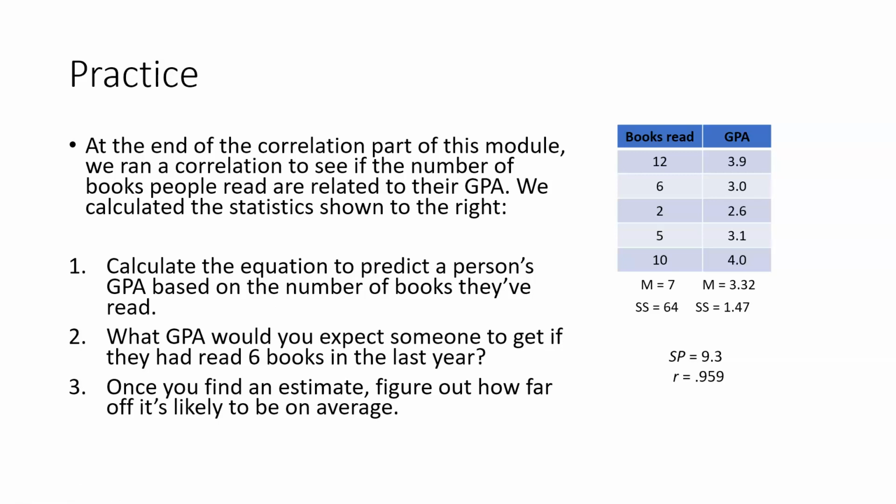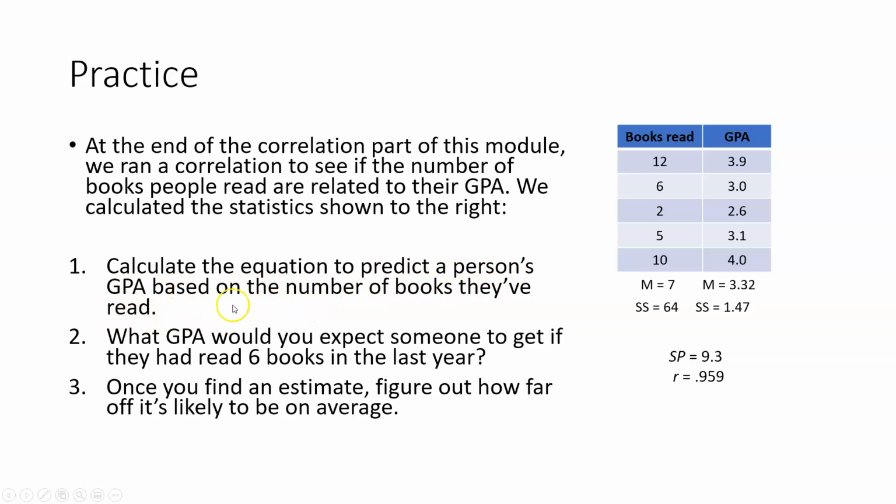At the end of the correlation part of this module, we ran a correlation to see if the number of books that people read are related to their GPA. And we calculated the statistics that are shown here. So we computed the sum of squares and the mean for each of these scores on the first variable, and the mean and sum of squares for the second variable. And then we also computed the sum of products, and we computed an R. Using all of this, what we already did, calculate the equation to predict a person's GPA based on the number of books they've read.